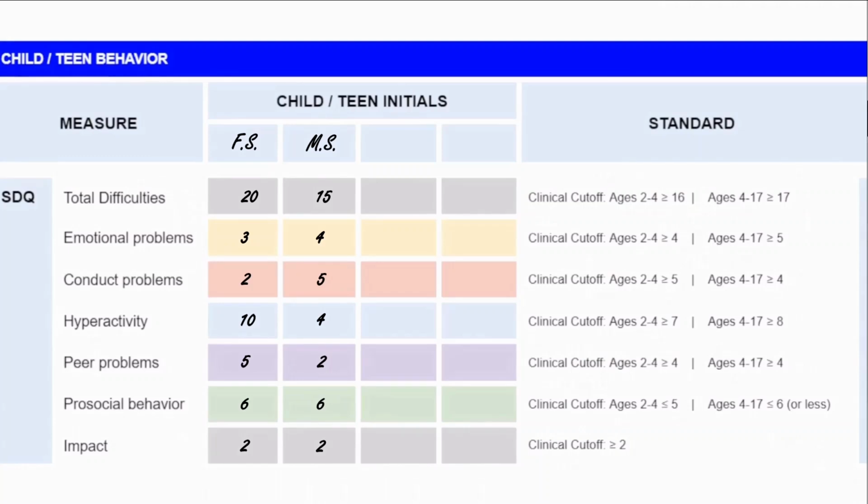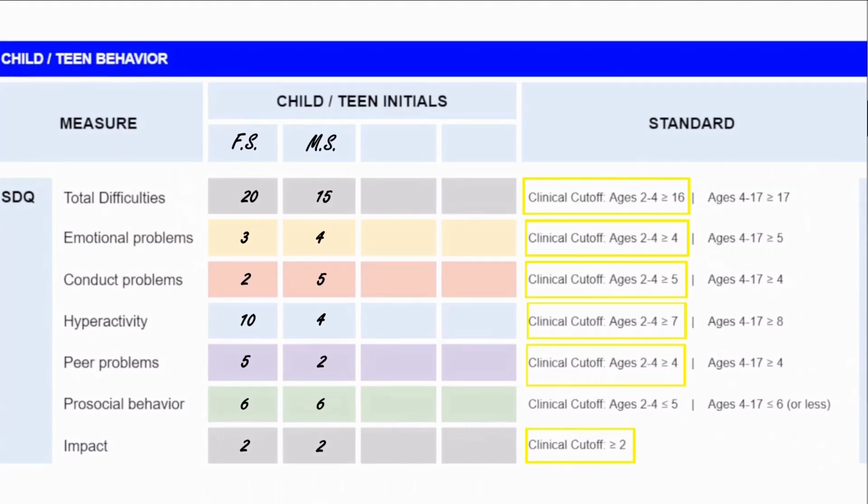Notice here, now that we've put the scores in, on the right are clinical cutoff scores that are equal to or greater than for most of these, except for the pro-social. We don't want to see equal to or less than a 5 for ages 2 through 4. In this case, the family under pro-social, the green section at the bottom, are a 6, so they are not at a clinical level. But everything else has been marked because one or both children are at a clinical level. Let me take you through it.